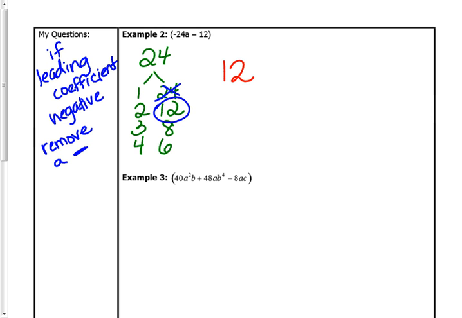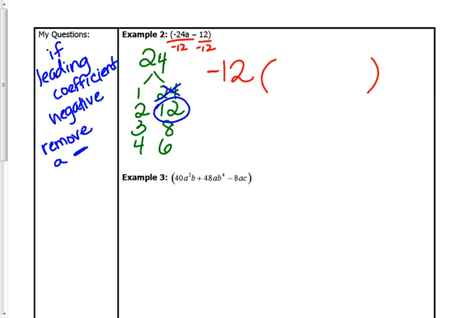So 12 will be my GCF. So I'm going to take a 12 out. But again, because this leading coefficient was negative, we want to actually remove the negative. So instead of it just being a positive 12 as my GCF, I'm going to make it a negative 12. So now I need to figure out what's left in the parentheses. So I take my original expression here, negative 24a minus 12, and I'm going to divide it by the GCF that I just found, which is negative 12. Okay, so negative 24a divided by negative 12.